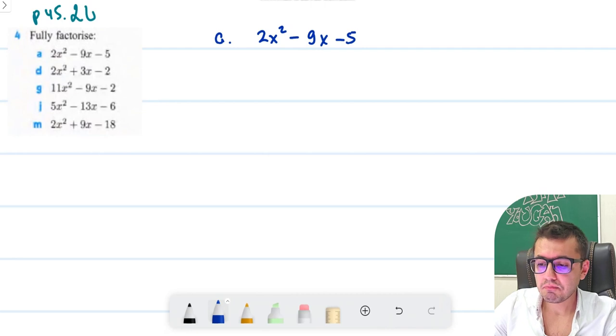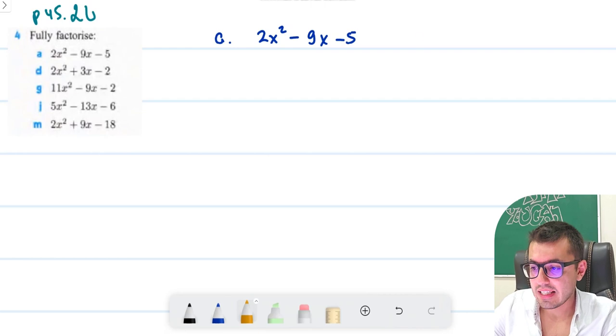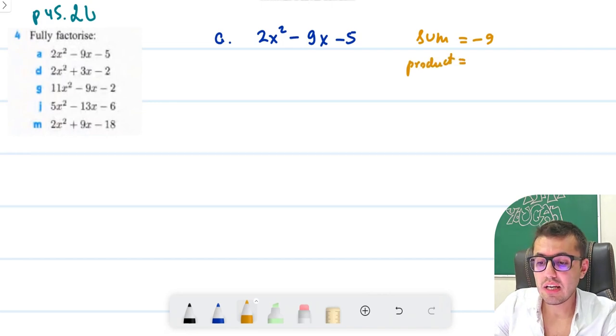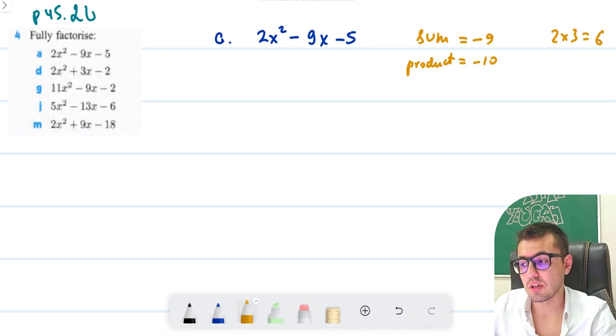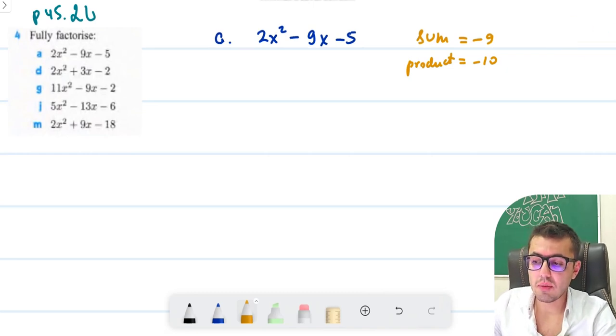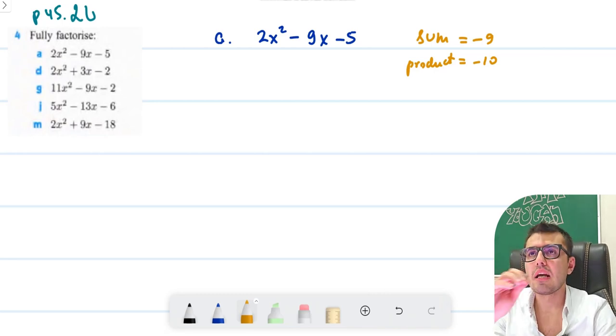The idea is, we need to come up with two numbers that have a sum of -9, and a product that is the product of these two numbers. Product is when you multiply something, right? 2 times 3 is 6, that is their product. So we need two numbers that sum to -9, and their product is -10.